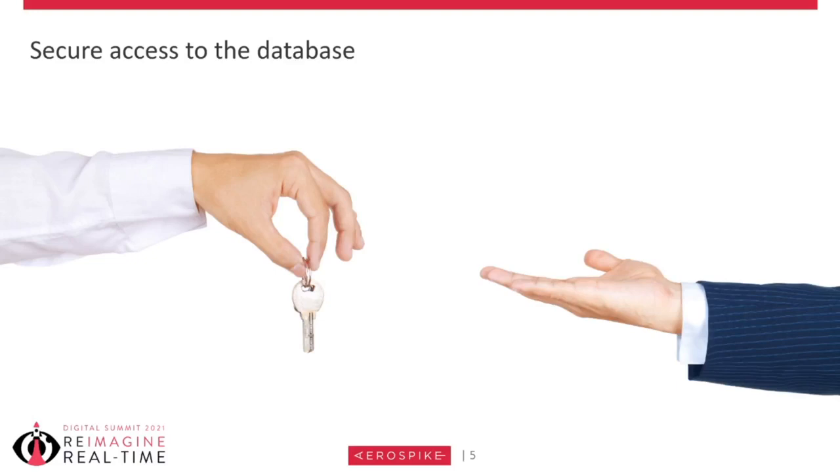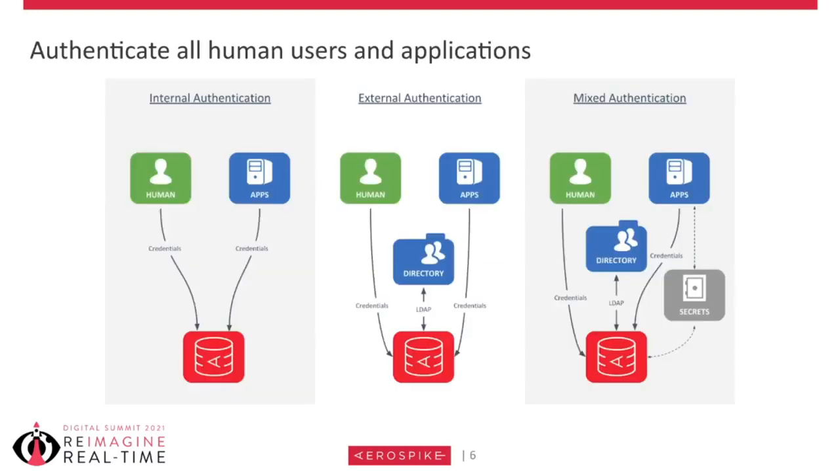Next, so the network is secure. Now we need to talk about securing access to that database. Who can access that database on those secure network channels? So Aerospike actually supports two modes of authentication. We're going to look at a third version here, which is a hybrid of the two.